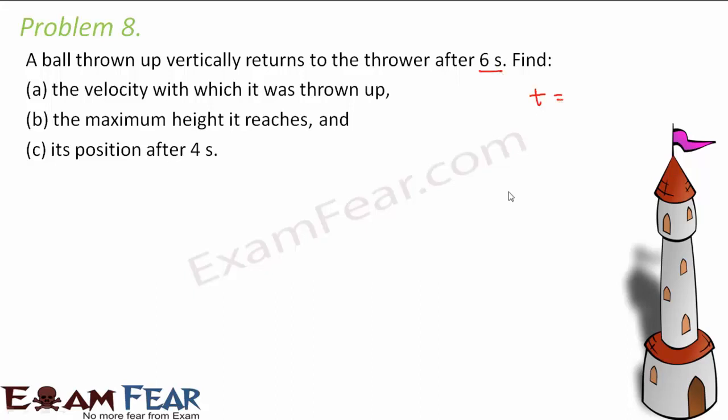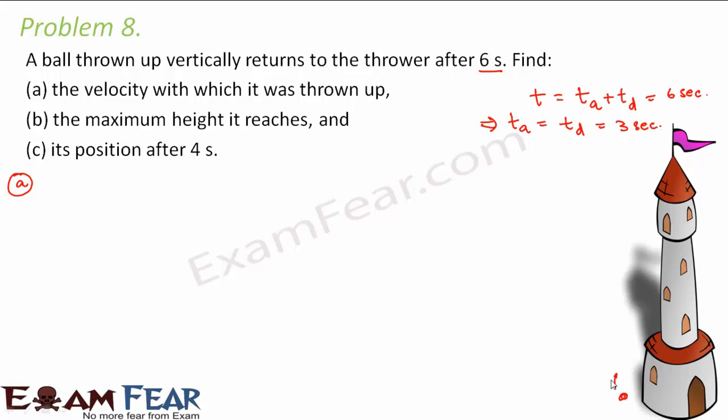What is that time? That is the total time that the ball takes to go up and to come down. That means time of ascent plus time of descent is given as 6 seconds. So this implies the time of ascent and time of descent each is equal to 3 seconds, right? Because time of ascent is equal to time of descent. So now in the first problem, we have to calculate the velocity with which it was thrown up.